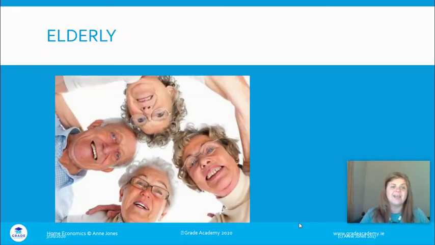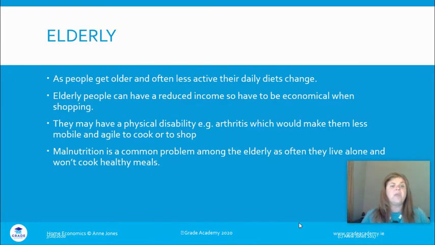then are the elderly. And again, the elderly, I suppose, are often sometimes less active than they normally would be. And that can often be because they've retired, maybe they're not at work and things like that. But often elderly people can be very, very active, and their diet also needs to reflect that if it's so. Elderly people can have a reduced income, so have to become more economical when shopping. And also, they might be shopping for fewer people. They might have been used to shopping for four or five in a household. Now they might be shopping for one or two.